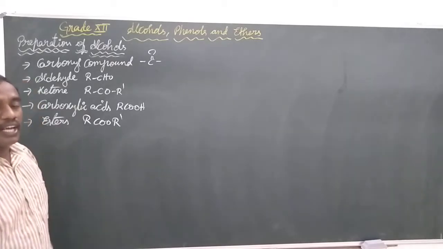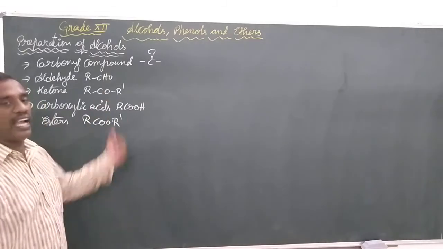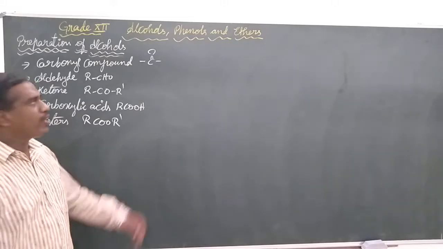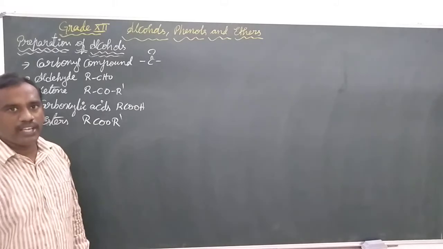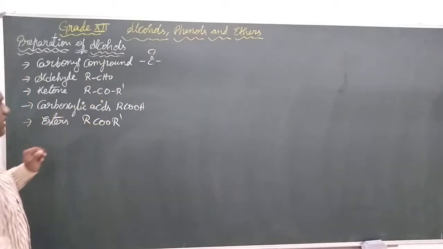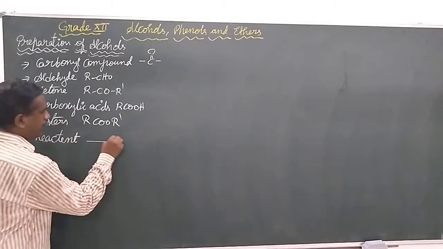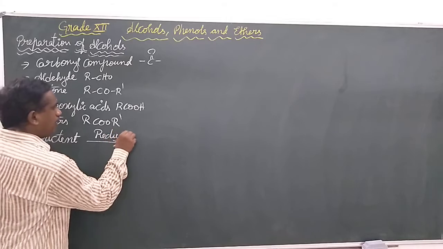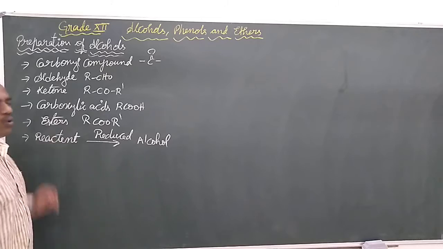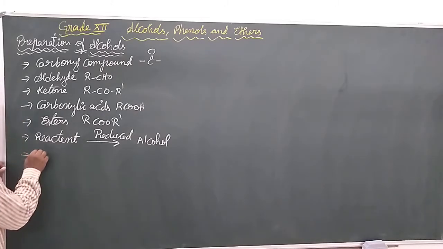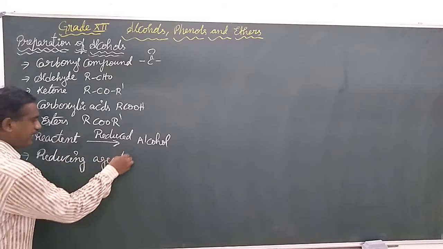What is meant by the word reduced? Here the word reduced means we are going to add one hydrogen atom onto the oxygen side and another hydrogen atom to the carbon side. Means the reactant need to be reduced when we are getting the alcohol. So in order to be reduced, we need to use some reducing reagents.